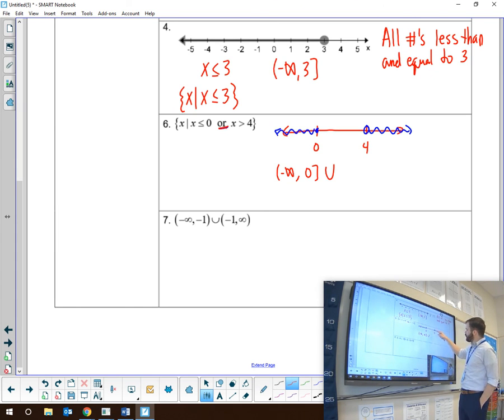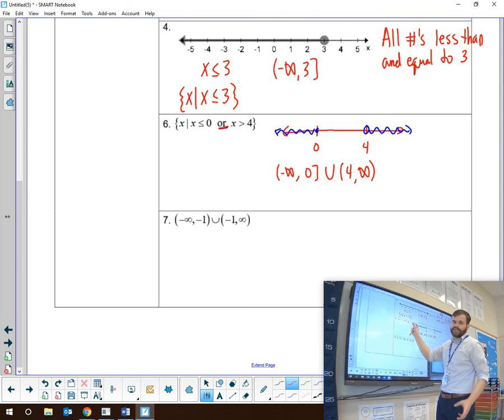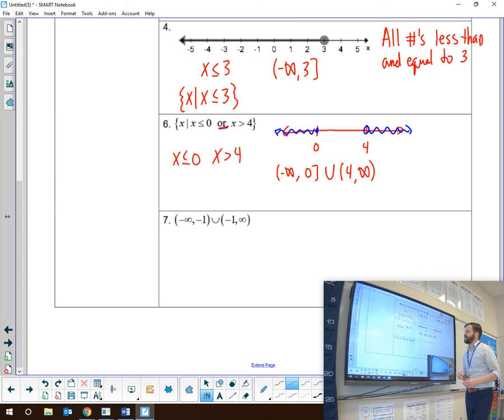And then we have an open circle here at 4. It's going to go to the right. So I'm going to use a parenthesis, 4, comma, infinity. I use the parenthesis because it is an open circle, because it is just greater than and not equal to. All right, and since I have my interval notation, I can write it as an inequality really easily. I can just say x is less than or equal to 0, x is greater than 4.